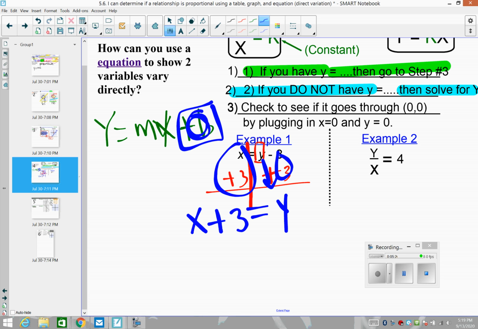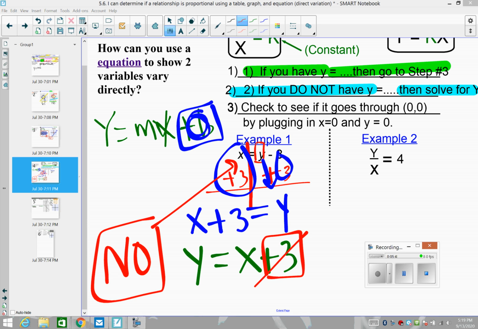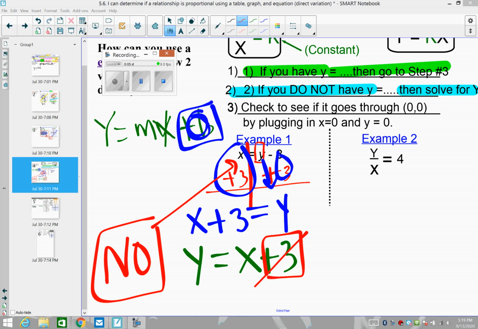Now I'm going to flip this entire equation so it's in the same order. So y equals, flip it, x plus 3. Is it true that my plus b is plus 0? No. So this is not proportionate. So this equation is not proportionate because when I solved it for y, I recognize that I do not have a y-intercept of 0, which means it does not go through the origin.